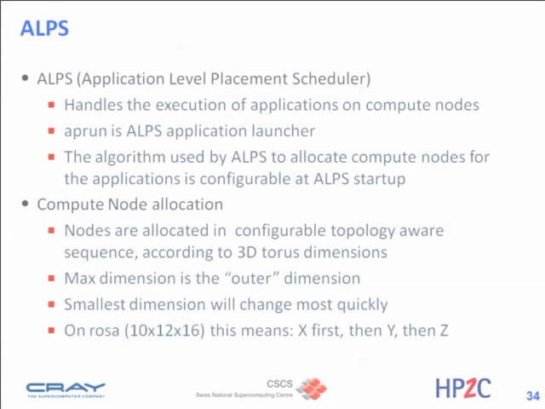You can somehow configure the algorithm that ALPS uses to allocate a partition for you. So for example, if you want to run on 32 nodes, where are these nodes selected from, say, the 1,000 nodes you have maybe in your XE system? Something has to decide which is the best node that can be given to your application. Several algorithms are available.